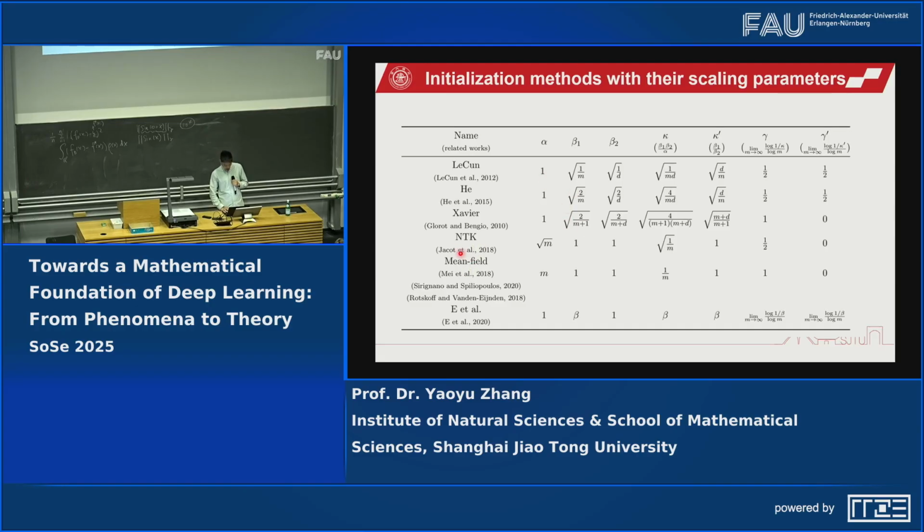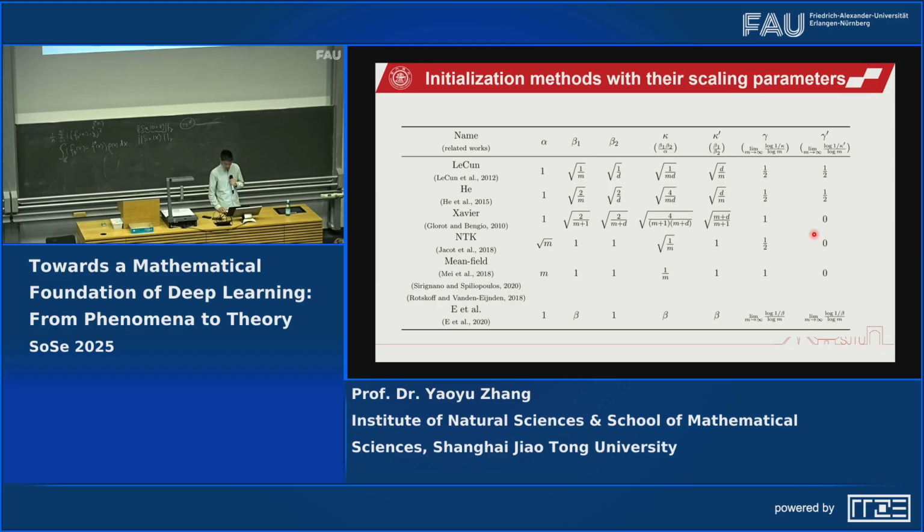And then there's also this NTK, neural tangent kernel analysis, which only uses order 1 initialization for this beta 1 and beta 2, but uses a square root m for this alpha. And also for the mean field, they use m. And also V9E uses slightly different setups, and they also do some analysis. And we can also analyze the scaling regarding this width m.